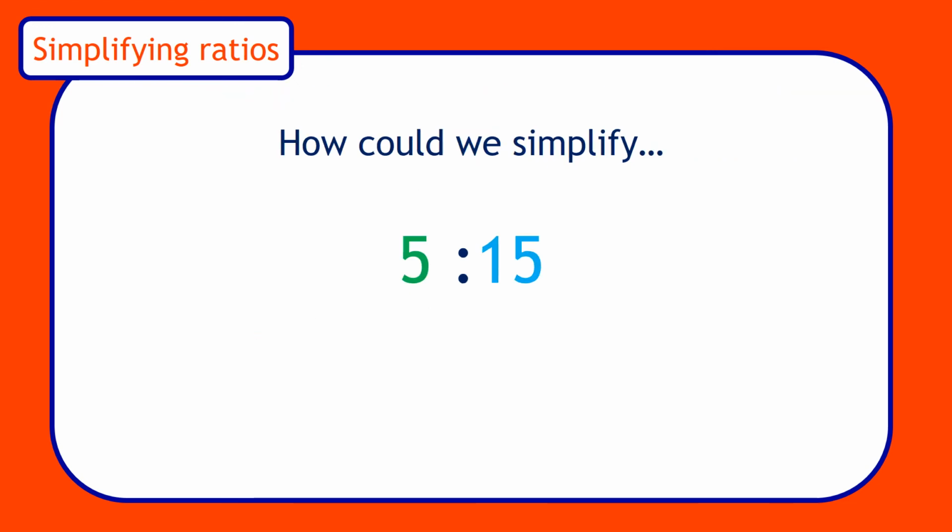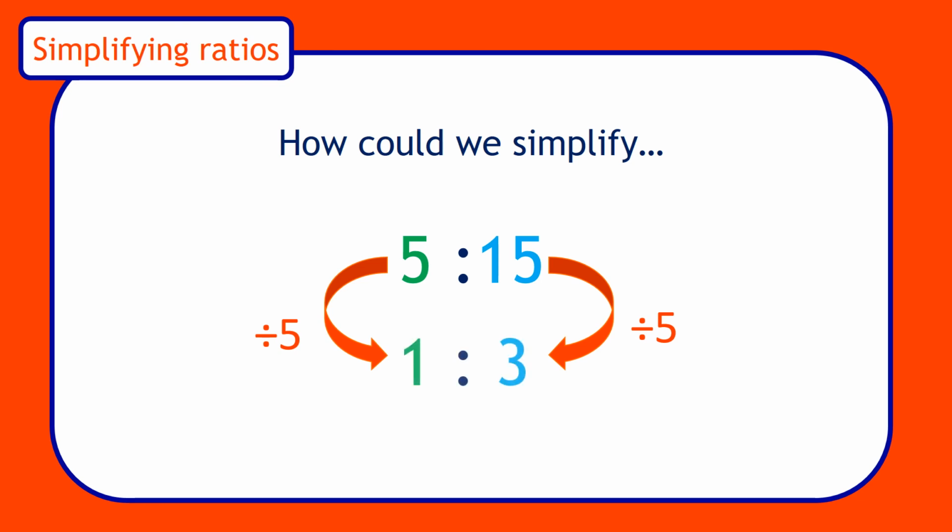How could we simplify 5 to 15? We could divide them both by 5 to give us 1 to 3. So that ratio is now simplified.